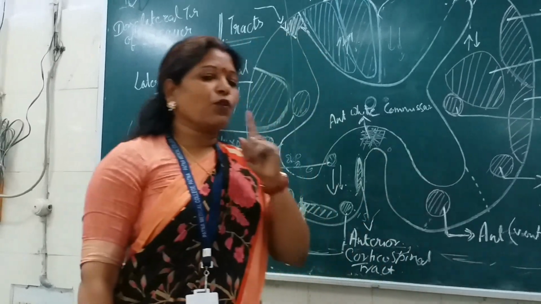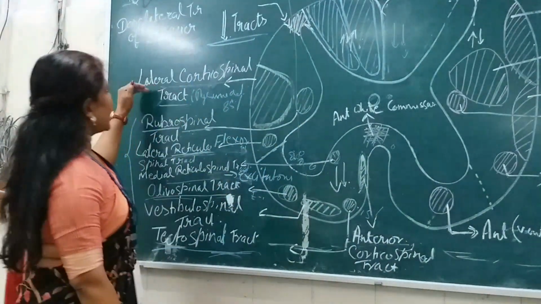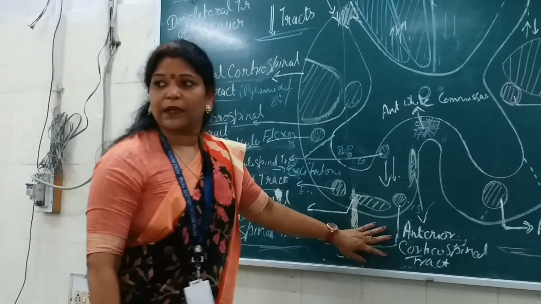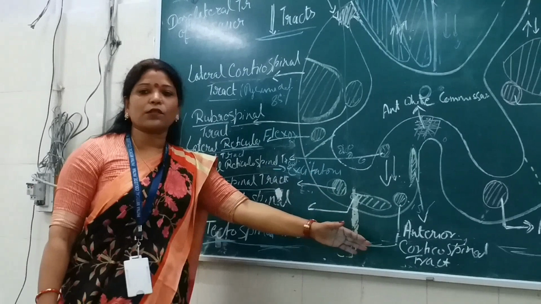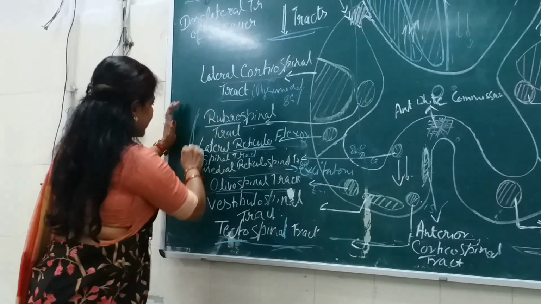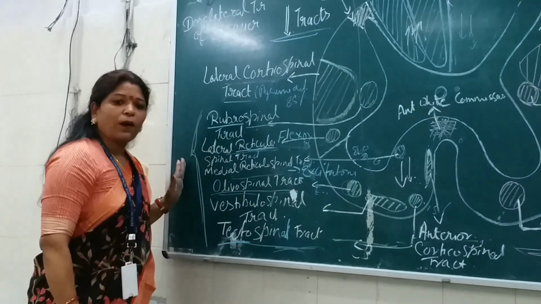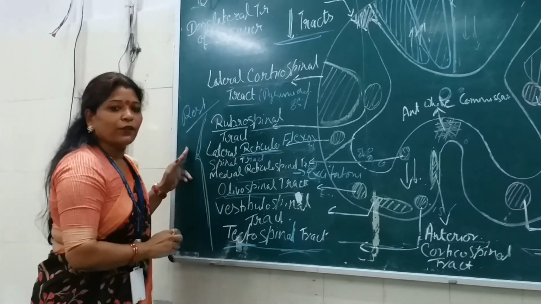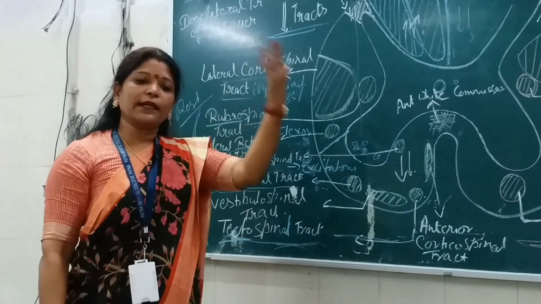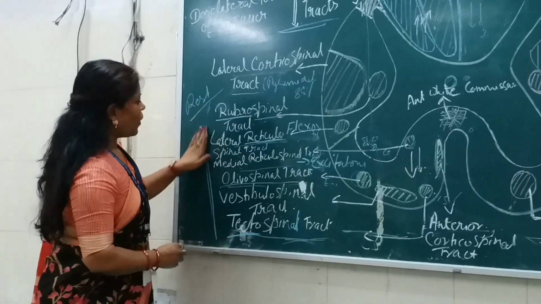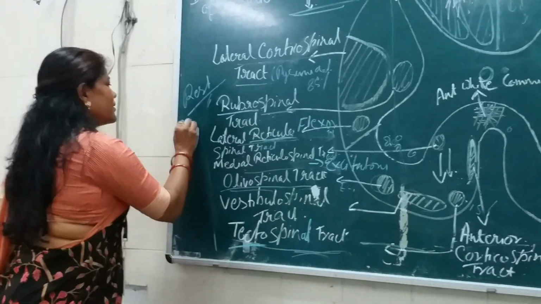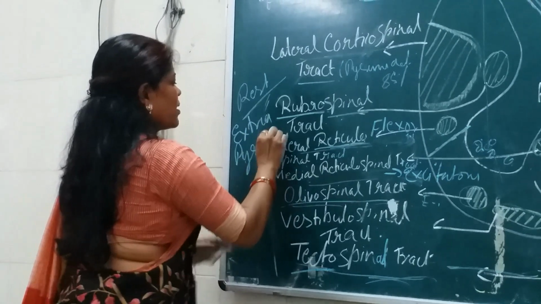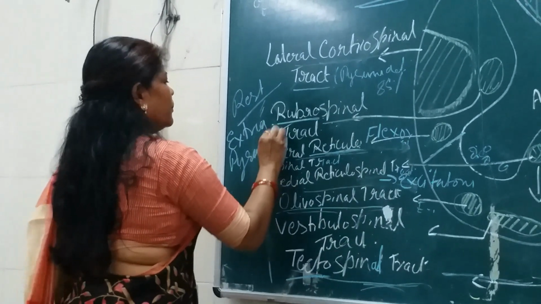Clear? Just one point. The lateral corticospinal and the anterior corticospinal tracts are the two components of the pyramidal tract, the crossed and the uncrossed parts. Rest of all the descending tracts are included in which group? We will discuss in detail in later classes. All the other descending fibers are known as the extrapyramidal tract.